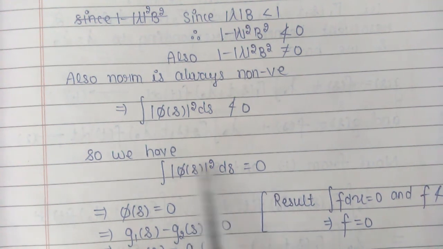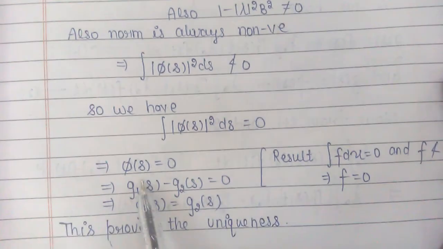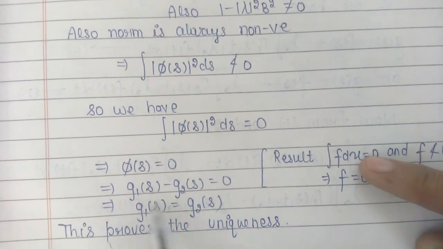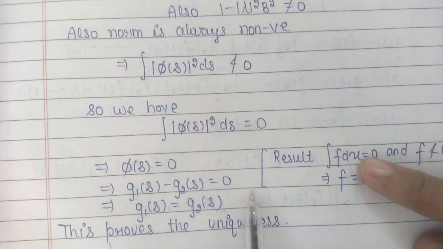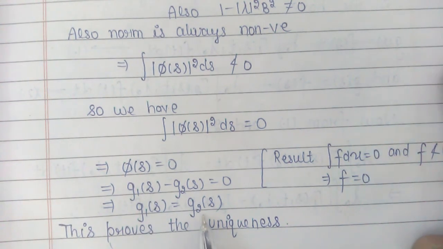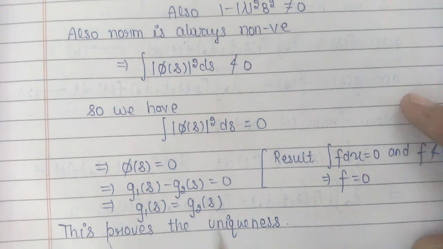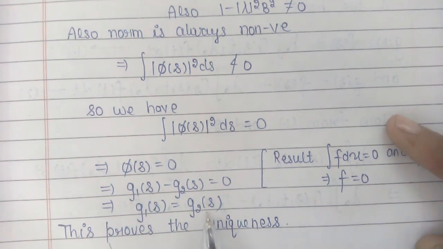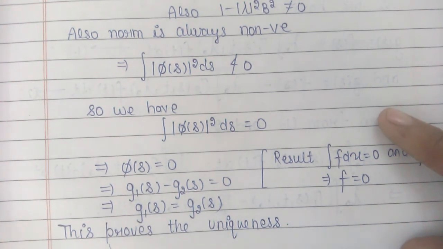Now because this function is a non-negative function, if its integral is 0, then the function phi itself will be 0. Now phi is 0, phi means g1(s) minus g2(s), so that will be 0. It means g1(s) is equal to g2(s). So we have taken two solutions, g1 and g2, for the given Fredholm integral equation of second kind, and we have shown that the two solutions are the same. Thus we have proved that the Fredholm integral equation of second kind has a unique solution.